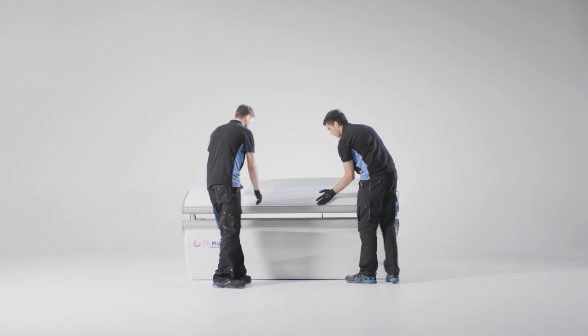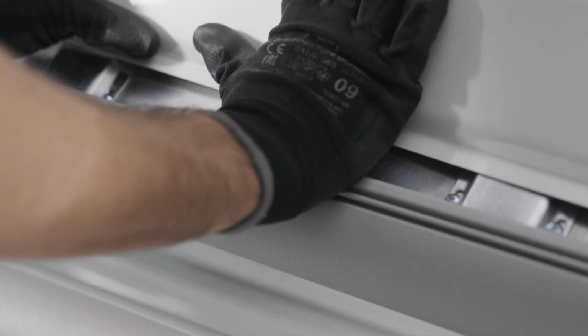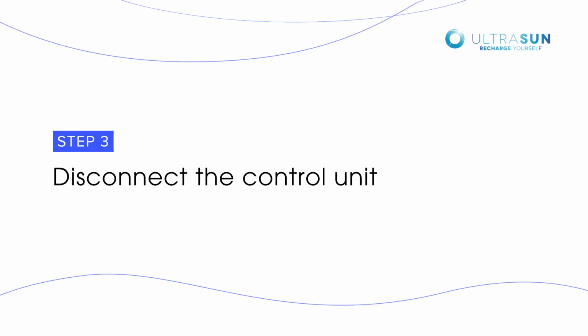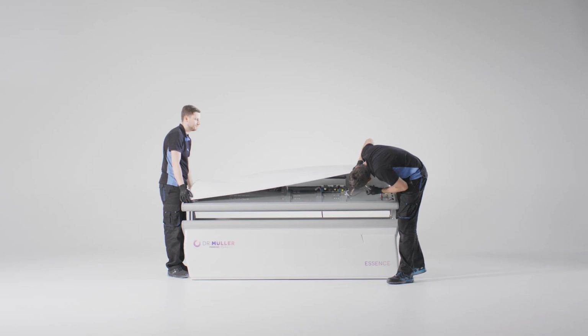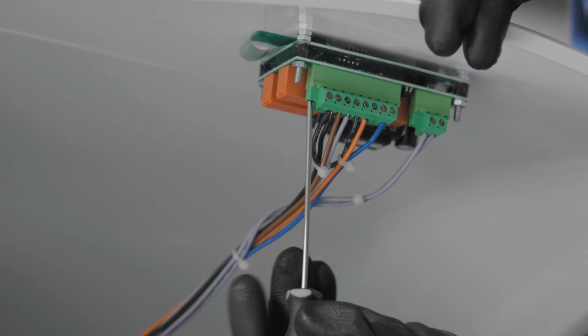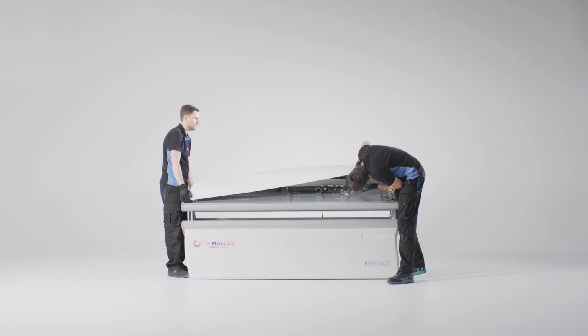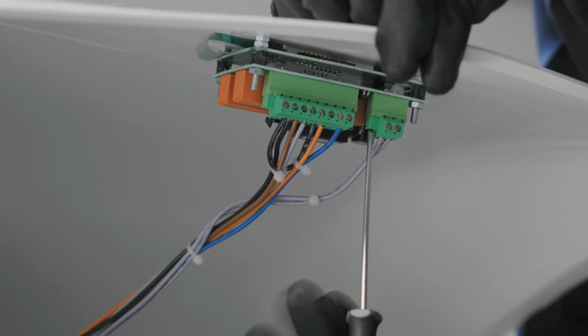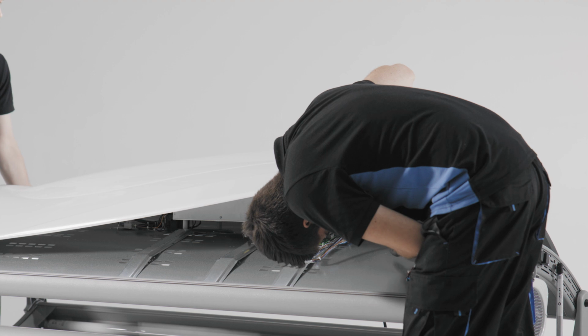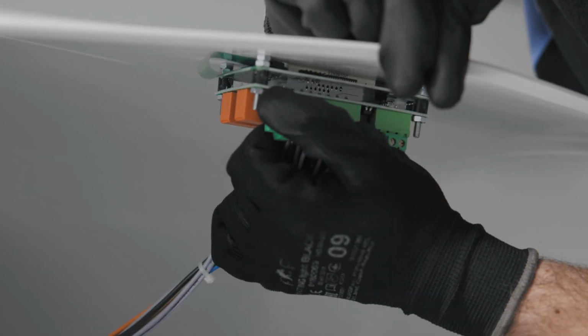Start by applying pressure to the center of the cover to push it out of the profile. Carefully lift the cover on the front end of the machine. Use a flathead screwdriver to remove the screws that hold the connectors in place. Then unplug the control unit.